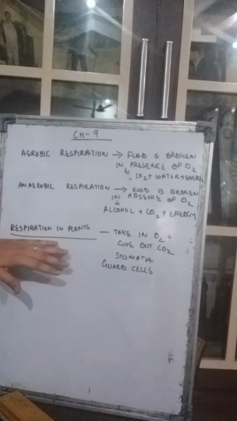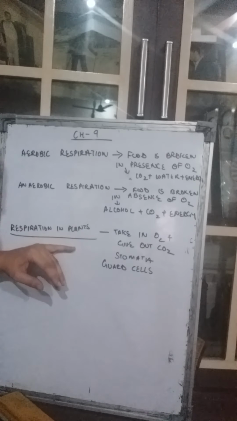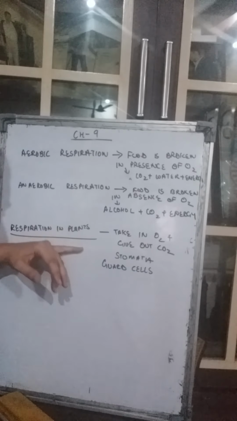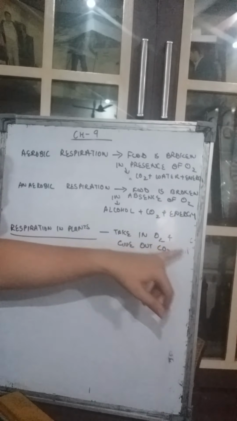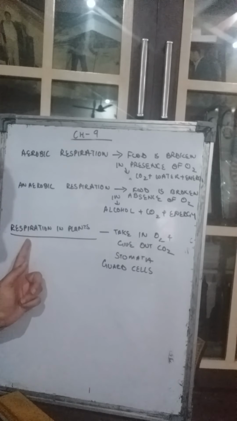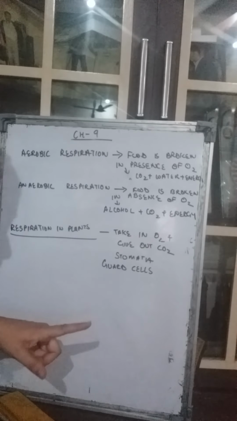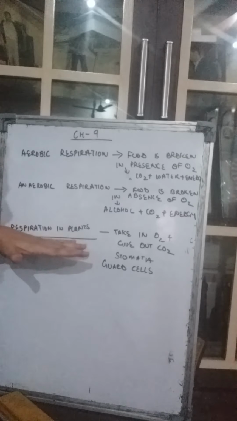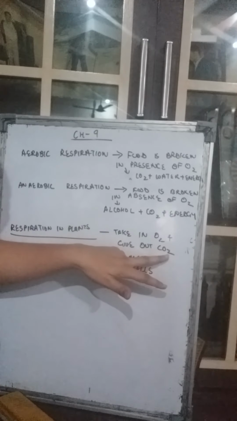Now after that we come to the respiration in plants. What is the respiration in plants? Respiration means taking in the oxygen and giving out the carbon dioxide and then using that oxygen to break the food. Okay, so it takes place in the plants also. They also take in the oxygen and they give out carbon dioxide. Don't get confused between photosynthesis and respiration. During photosynthesis, they take in carbon dioxide and give out oxygen. But during respiration, like human beings, they take in oxygen and they give out carbon dioxide.